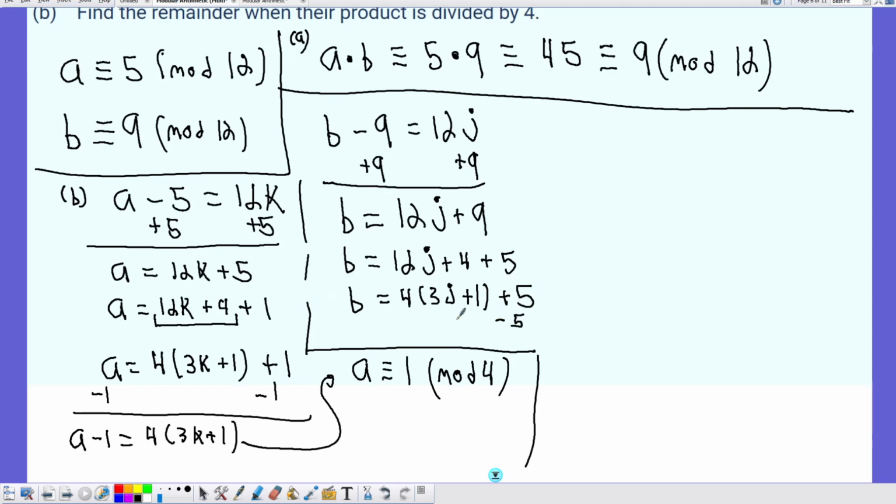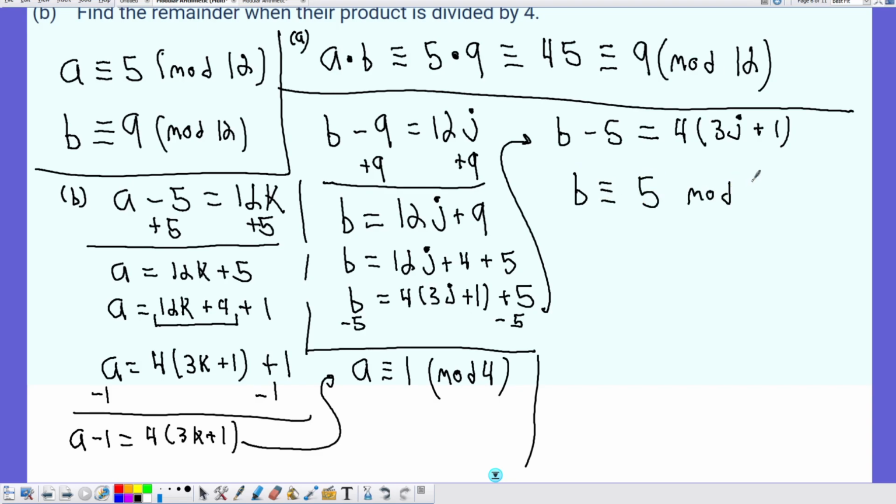And again, subtracting 5 on both sides, this will establish the fact that the difference between B and 5 is a multiple of 4, because it's 4 times some integer, that integer being 3J plus 1. And again, it doesn't matter what 3J plus 1 even is. All that matters is that it is an integer, and an integer multiplied by 4 must be a multiple of 4. And since the difference of B and 5 is a multiple of 4, we have established that B is congruent to 5 mod 4.